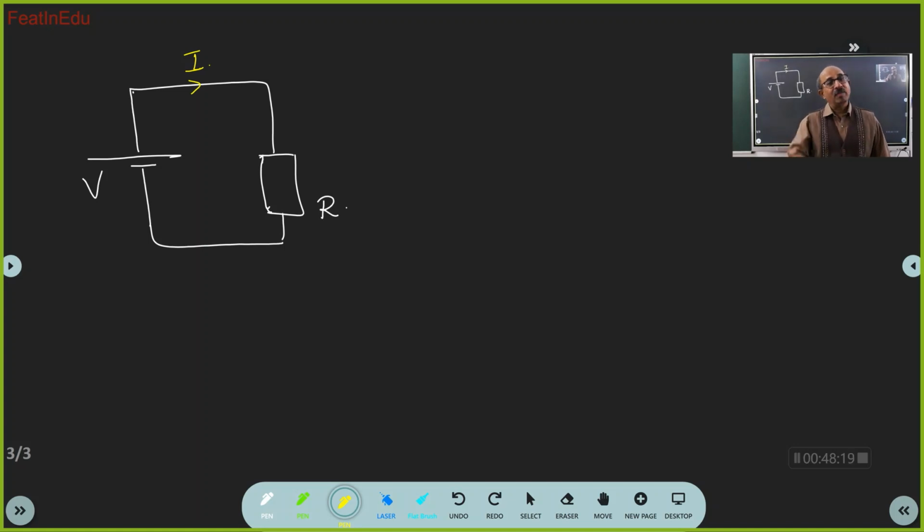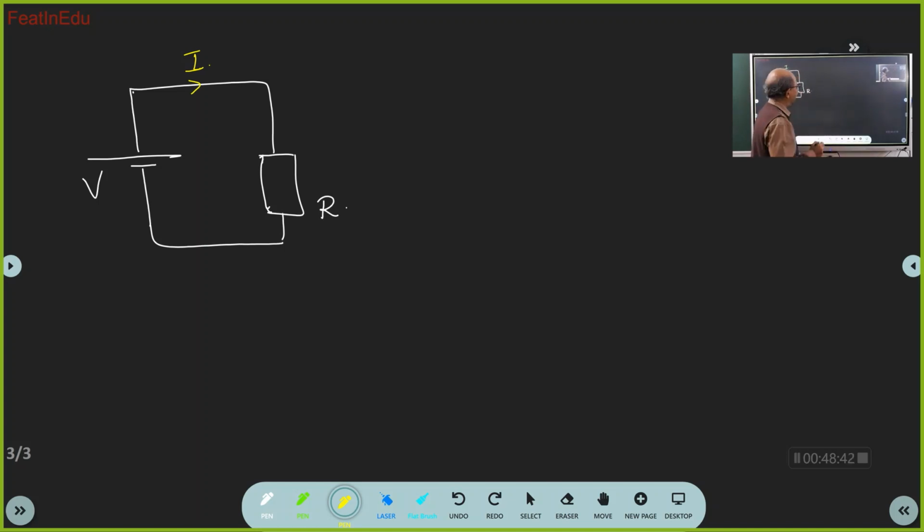Now, how much will the current be? What is the relation between V and R? If I increase the potential difference, what will happen? The current I will increase. Why? Now try to understand this.